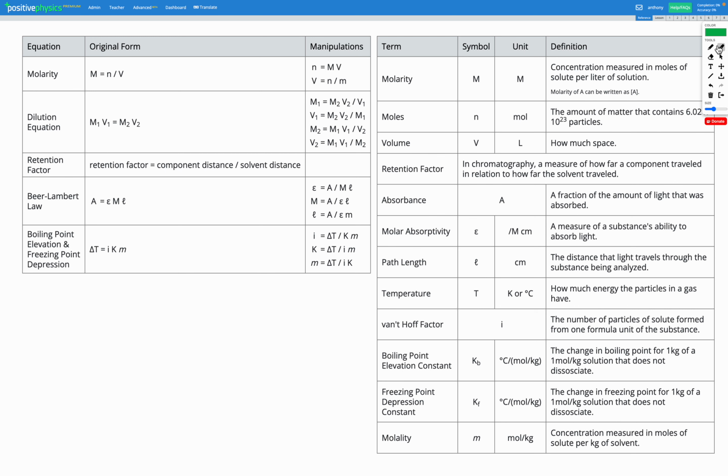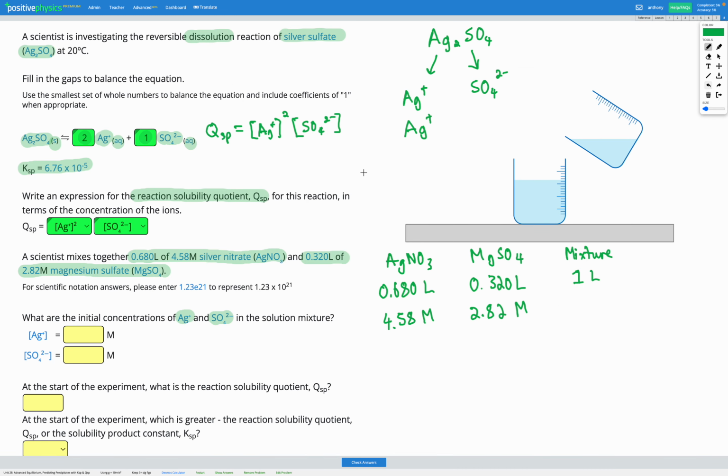Here's our solutions reference sheet, and here's our dilution equation. M1V1 is equal to M2V2. So the molarity of the solution initially times the volume of the solution initially is equal to the molarity of the solution at the end times the volume of the solution at the end. So if we're trying to find our final molarity, M2, we're going to divide by V2 on both sides, and we're going to be doing the molarity at the beginning times the volume at the beginning divided by the volume at the end.